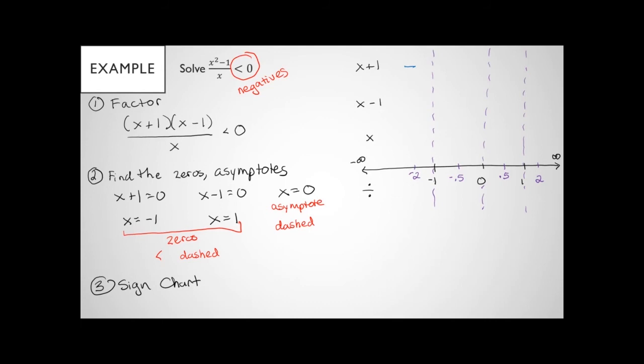Then I plug -2 into the x minus 1. So -2 minus 1 is -3. So that's negative. And then we just have x. Well, if x is -2, that's negative. So here we have 3 negative signs. So that's an odd number. So that means our result is going to be negative underneath.